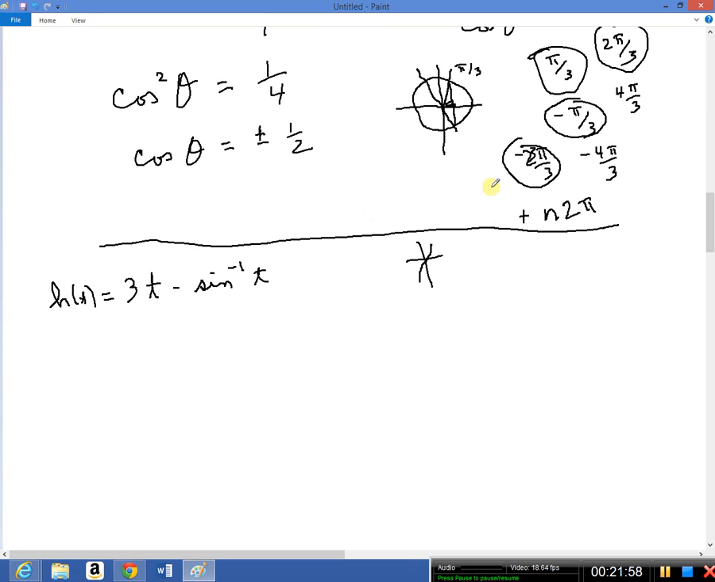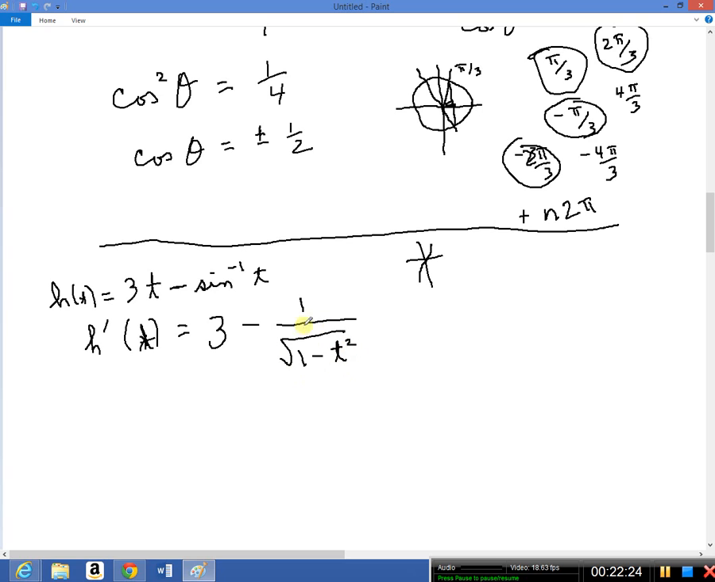So, what are we going to get for the derivative of this thing? H prime of t. Well, the derivative of 3t is easy. That's 3. And then you've got to remember the derivative of the inverse sine. And I do remember it. It's, I think, 1 over the square root of 1 minus t squared. All right, so this is the derivative.